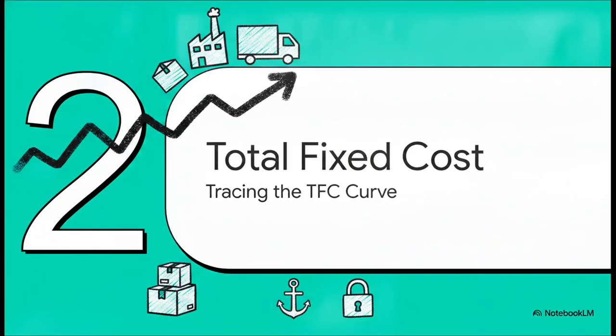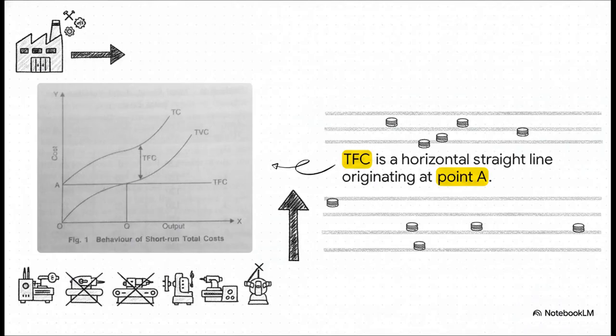Moving right along to the second step, tracing out that total fixed cost. Take a look at how incredibly flat this TFC line is. It's just a straight horizontal line perfectly parallel to the x-axis. But really pay attention to where it begins. It originates at point A on the vertical y-axis.